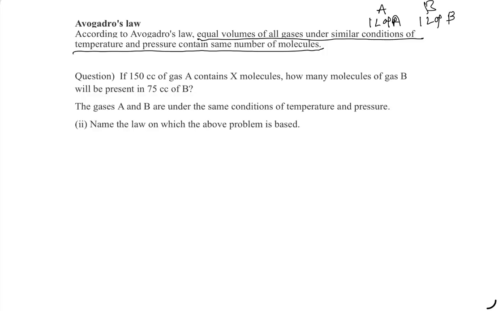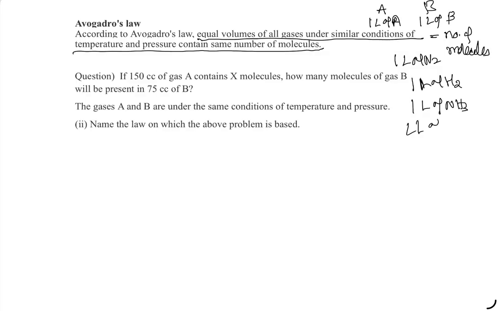So both of these gases will have the same number of molecules. This is the very important point here. If I take 1 liter of nitrogen, 1 liter of hydrogen, 1 liter of ammonia, 1 liter of oxygen, all these will contain the same number of molecules. So this concept we are going to use to calculate the number of molecules or the volume.